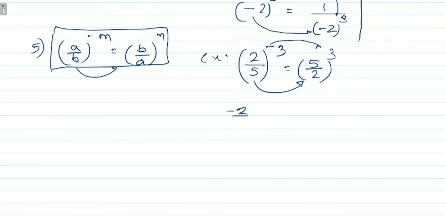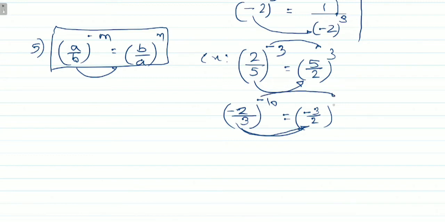If for example it is minus 2 by 3 raised to power minus 10, what I will do, I will just write the reciprocal. Remember, the sign of the term does not change, the sign of the power changes only. So that is the important thing to remember. Now moving on to the next formula, anything raised to power 0 is 1.